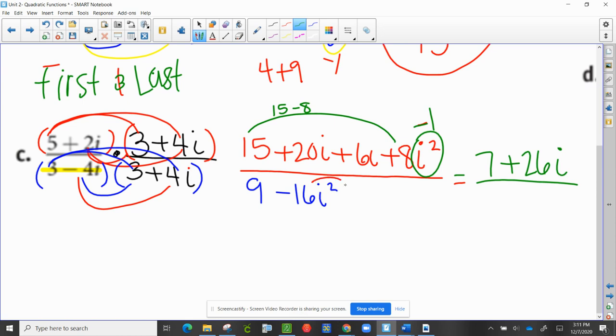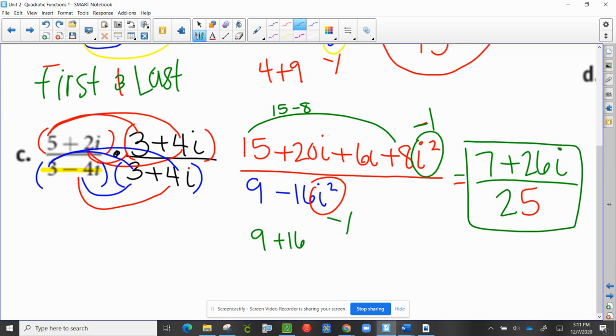On the bottom, same thing. i squared turns to negative 1. So this becomes 9 plus 16 because it changes the sign. 9 plus 16 is 25. And there is your quotient.